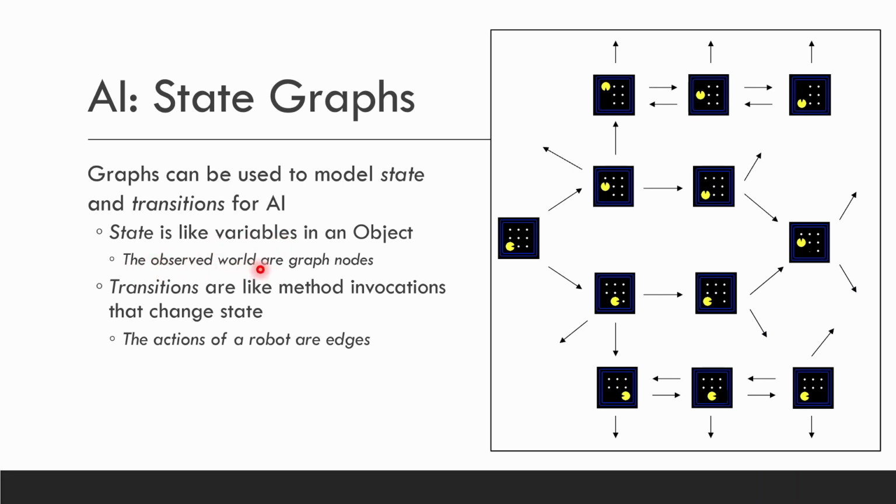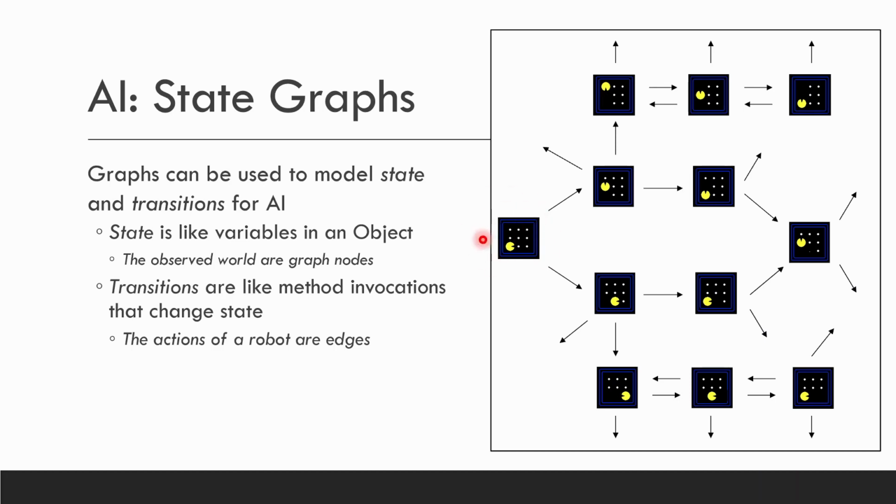The observed world for an AI, the state that the AI lives in, can be treated as individual graph nodes, and then the edges from one state to another, these transitions, are like actions of a given robot, where that AI chooses to move from one state to the next.